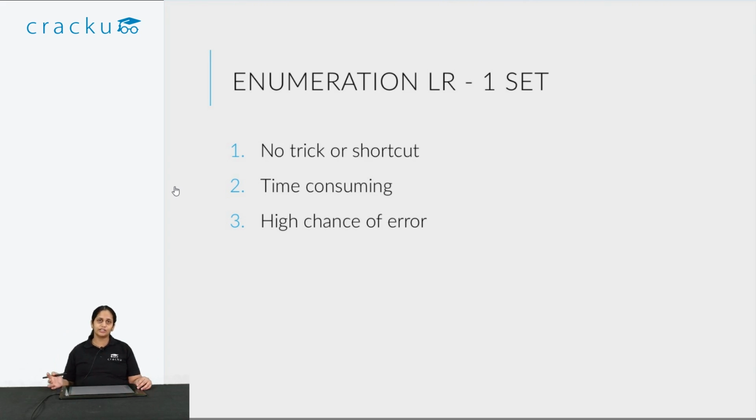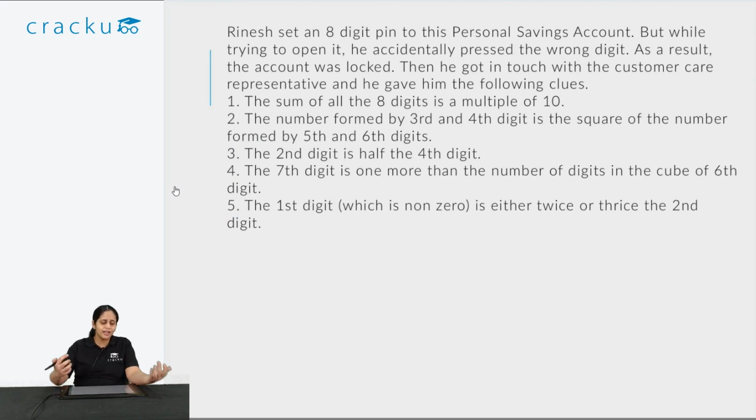So let's take a look at an enumeration LR set so that you know how to solve these kind of puzzles. Consider the following set. Rinesh set an 8-digit PIN to his personal savings account, but while trying to open it, he accidentally pressed the wrong digit.